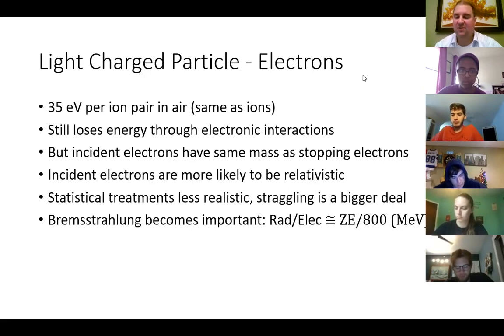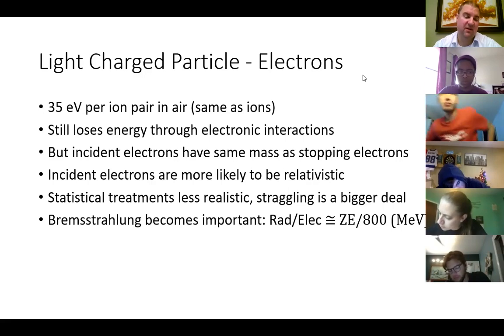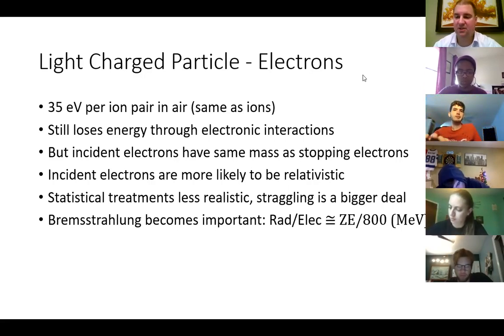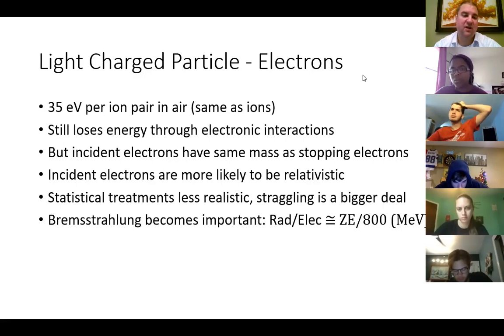But we do have to start to consider the fact that the electrons that are coming into the material, the electrons that we're considering to be the radiation, have the same mass as the electrons in the stopping material. And so it is possible that those electrons could transfer all of their energy in a single collision. And it's also going to make those electrons change their paths much more frequently.